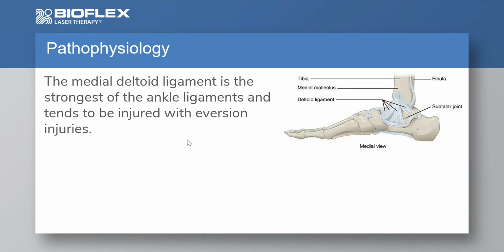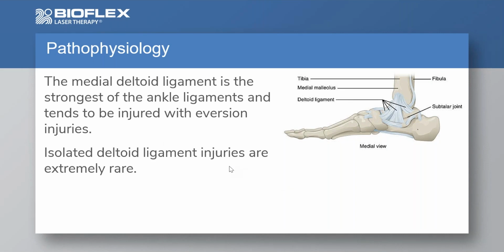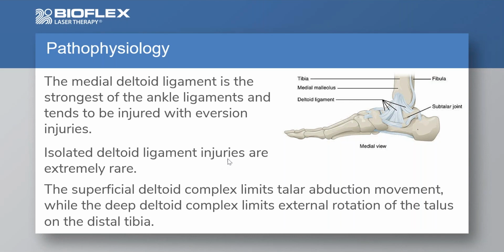The medial deltoid ligament is the strongest of the ankle ligaments, and it tends to be injured obviously with eversion injuries. Isolated deltoid ligament injuries are actually fairly rare. You usually don't see just a deltoid ligament sprain because this complex tends to limit talar abduction movement. So you tend to see forceful injuries of eversion, and you'll see fractures usually associated with this as well, but not always. So it's usually not as common and can be more serious when you're dealing with a medial ankle sprain.